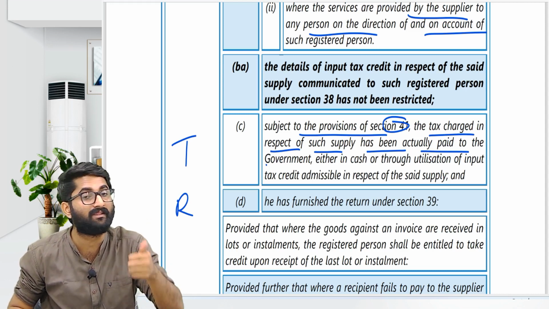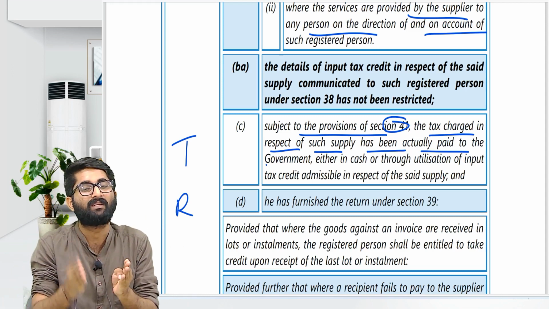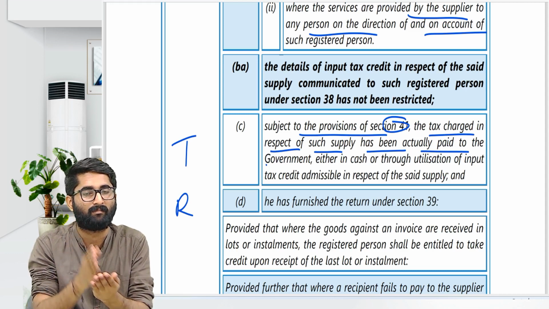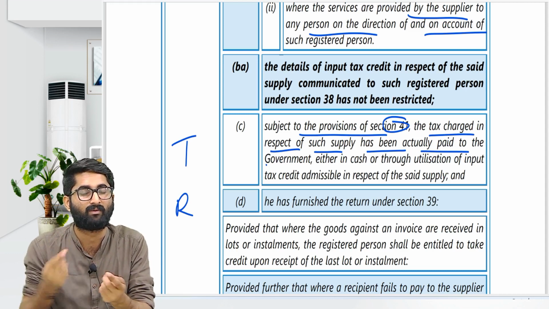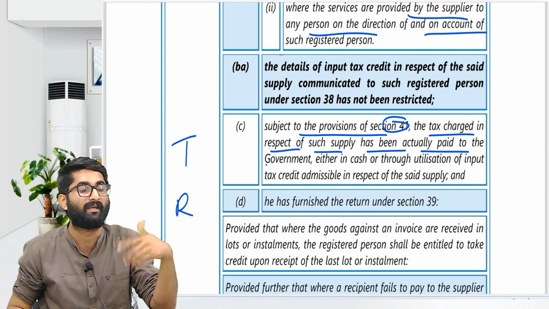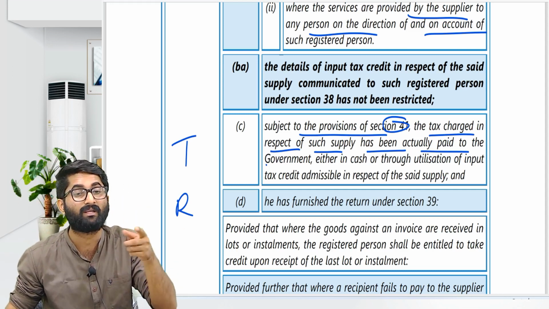If you don't file 3B in that year, at least in next year, you have to file the 3B by 30th of September. If you don't file the 3B by 30th September, whatever the ITC which I have taken, I have to reverse it. And later, whenever you pay the amount by filing 3B, then I can re-avail the ITC. So this is about TRT.